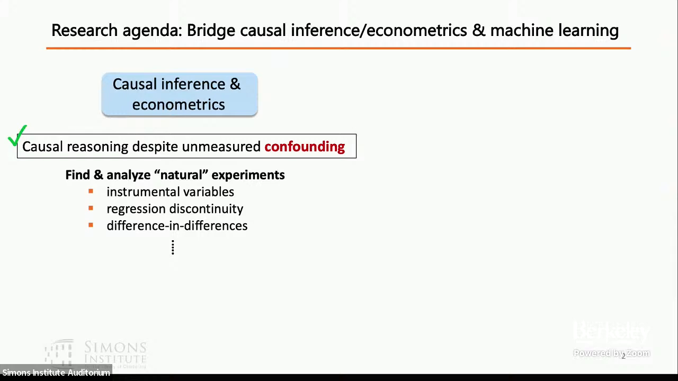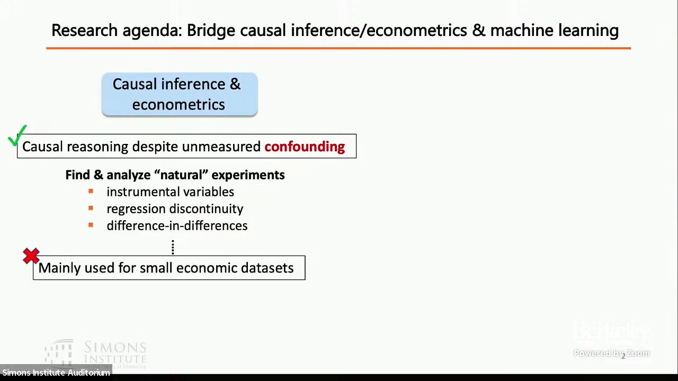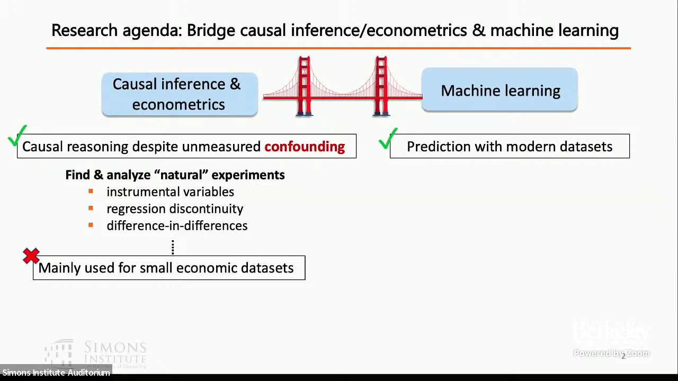For example, instrumental variables, regression discontinuities, difference in differences. In general, they're trying to find and analyze natural experiments that are happening around us. But in general, the estimators that come out of econometrics are designed for small economic data sets. So that's changing. And trying to bridge that with machine learning.